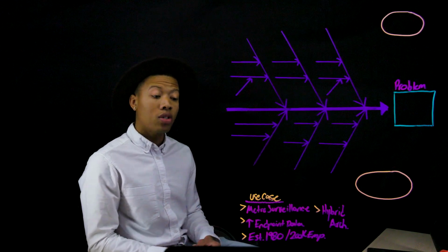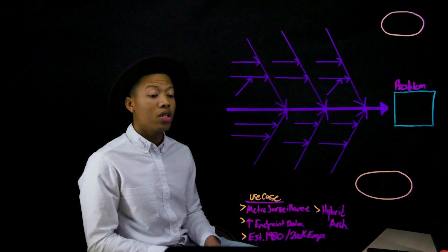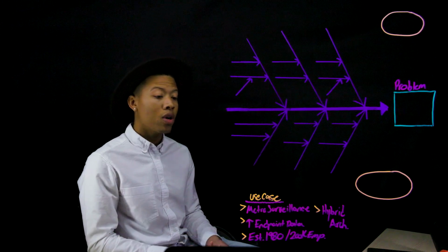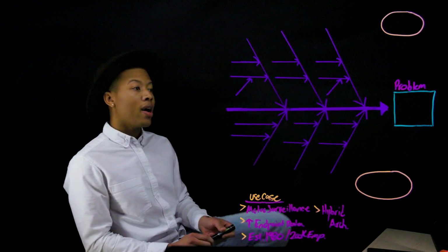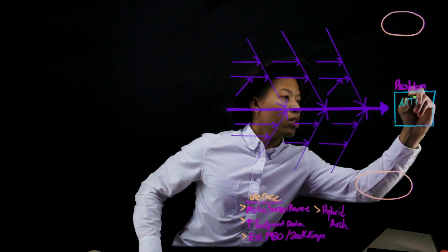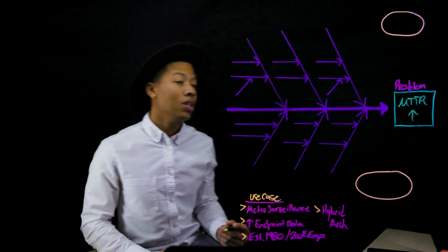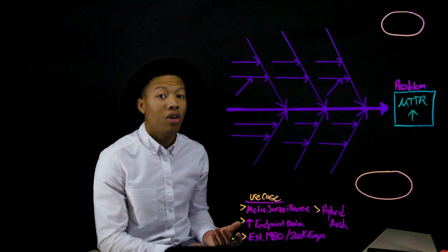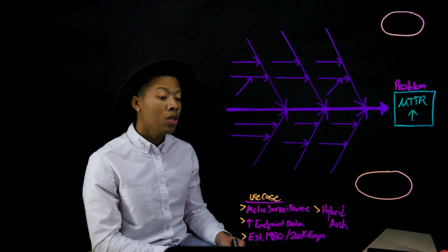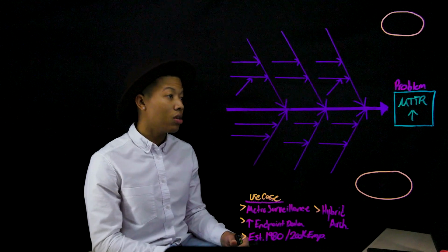In order for us to walk through our own scenario, I built out a use case. The name of this company is Metro Surveillance, and we're going to build our Ishikawa for them. We're going to work through why they are seeing an increase in their mean time to resolve. And that mean time to resolve is actually increasing, so we have to discover a way to identify where that root cause is, and that's exactly what we're about to do.